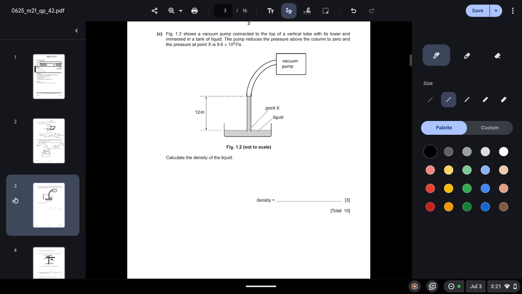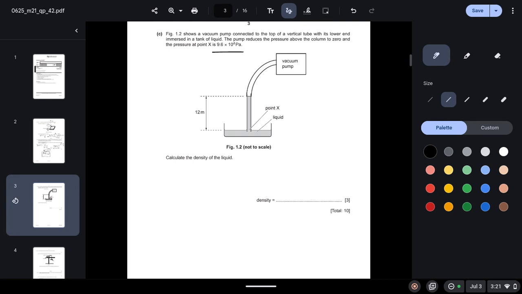Part C. Figure 1.2 shows a vacuum pump connected to the top of a vertical tube with its lower end immersed in a tank of liquid. The pump reduces the pressure of the column to 0, and the pressure at point X is 9.6 × 10^4 pascals. Calculate the density of the liquid.